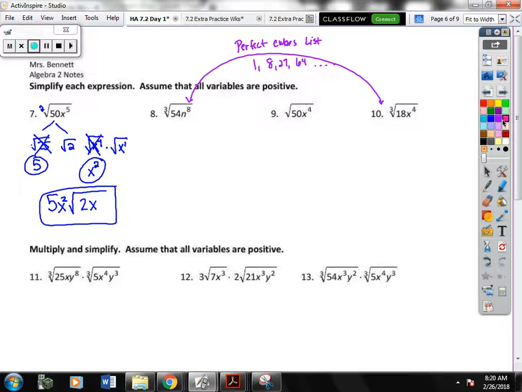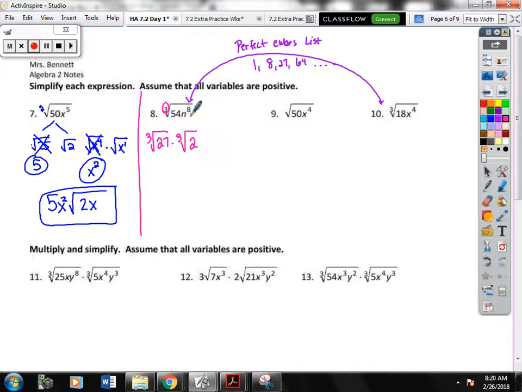Now number 8, we switch gears, we're in perfect cubes. So what would I break 54 down into, numerically wise, to be a perfect cube? Abby? 27 and 2. Good, 27 and 2. Again, you don't have to write all this out. If you can do it in your head, you're welcome to. I like to write it all out so that we can see what's actually reducing and what's staying.